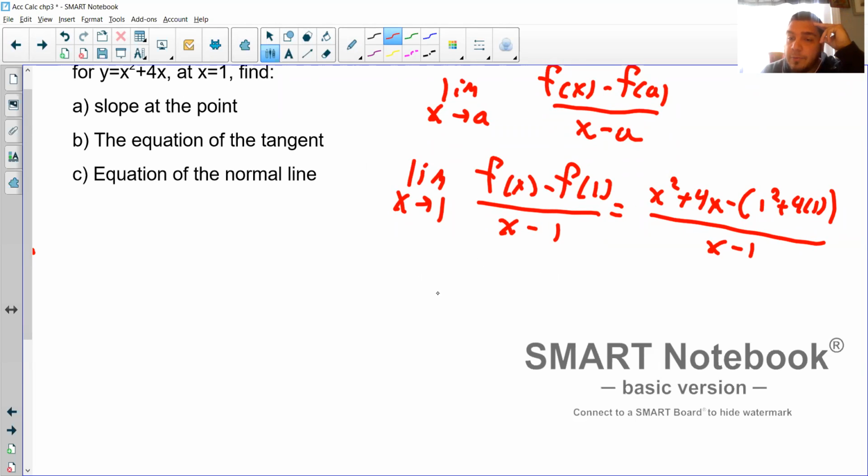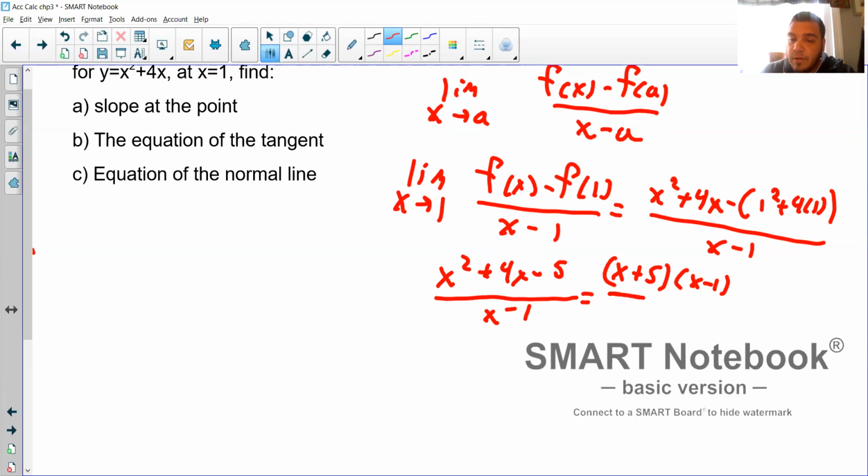So let's simplify the top. Hopefully we can neutralize some things. x squared, this is going to be a plus 4x. And then we have 1 plus 4, but that's being subtracted, so negative 5. x plus 5, x minus 1. So the top will be reduced down to x plus 5 times x minus 1, all over x minus 1. Hey, we could cross these out. Funny how it works out like that. So we got x plus 5.